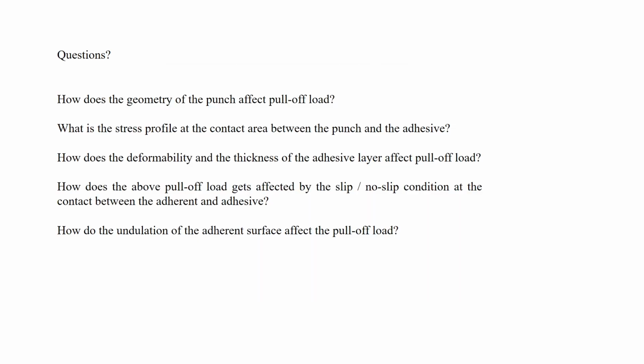So, the questions that we will ask are: how does the geometry of the punch affect pull-off load? Then, what is the stress profile at the contact area between the punch and the adhesive? Then, how do the deformability and the thickness of the adhesive layer affect pull-off load? Deformability means that, let us say, this is a soft elastic material. So, what is the Young's modulus of that, the Poisson ratio of that, and how does that affect this pull-off load, or let us say the thickness of the adhesive layer.